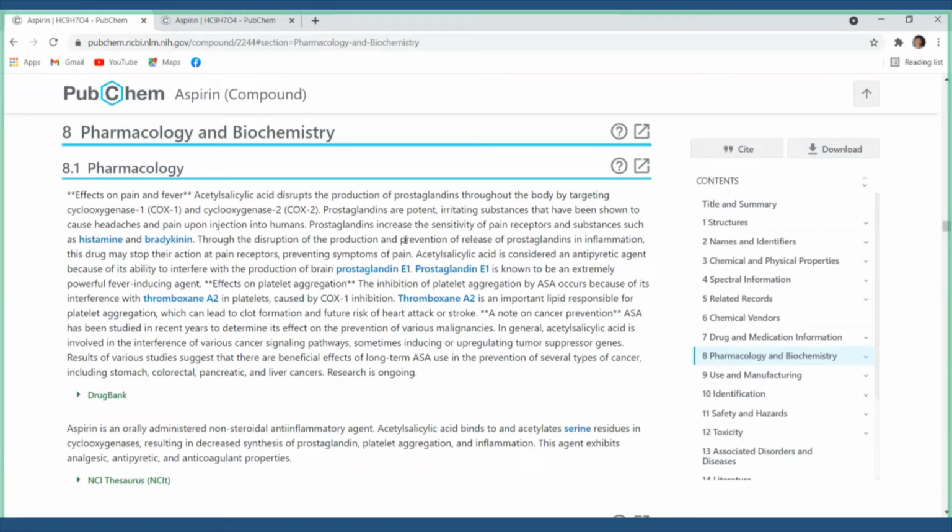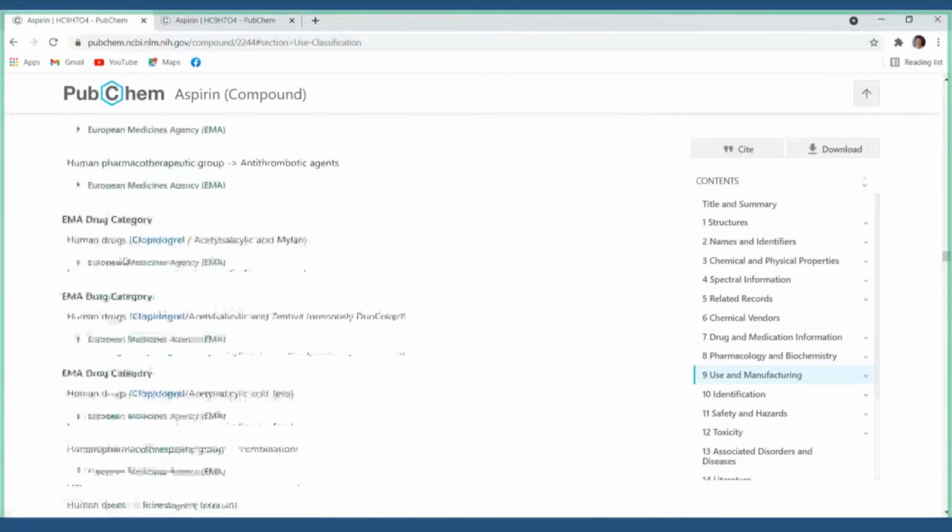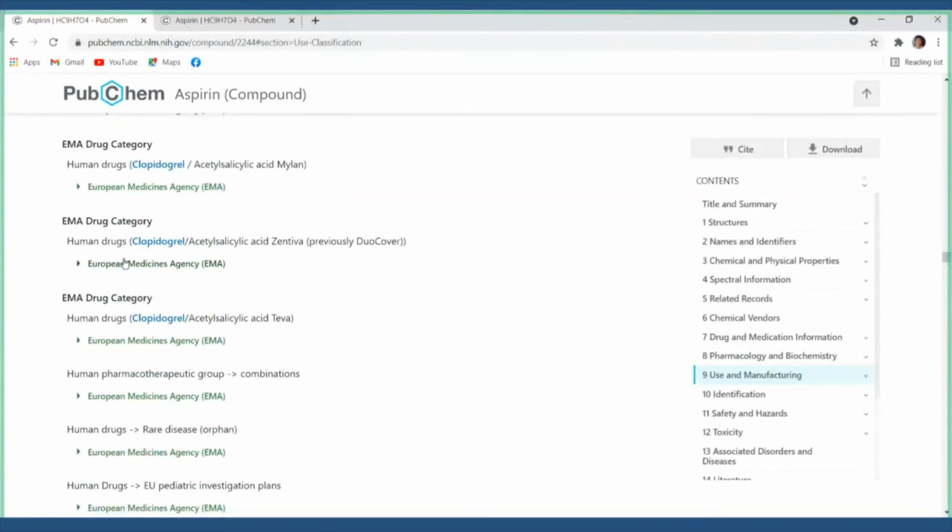So all this information is present on the database. It's not just giving you the structure, it gives you a lot of information. You can just look at use and manufacturing. You can see information about their use. Then another thing is, if you see a drug, this will also give you information. There are some drugs that they use in Europe that is not permitted in America. There are some drugs they use in America that is not permitted in Europe.